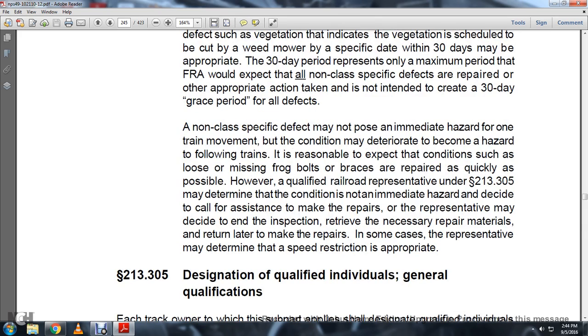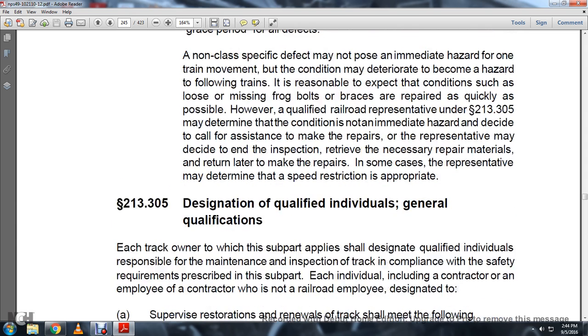Non-class-specific defects may not pose an immediate hazard for one train movement, but the condition may deteriorate to become a hazard to following trains. It is reasonable to expect conditions such as loose or missing frog bolts and braces to be repaired as quickly as possible. However, the qualified railroad representative under 213.305 may determine the condition is not an immediate hazard or decide to call for assistance to make the repairs. The representative may decide to end the inspection, retrieve the necessary repair materials, and return later to make the repairs. In some cases, the representative may determine a speed restriction is appropriate.